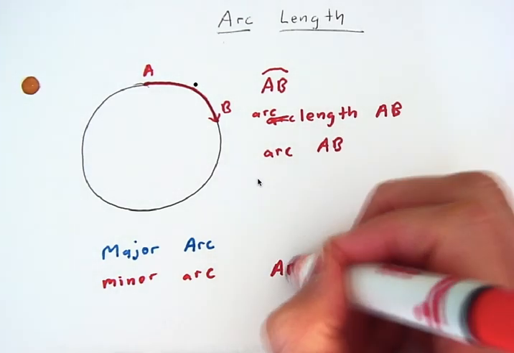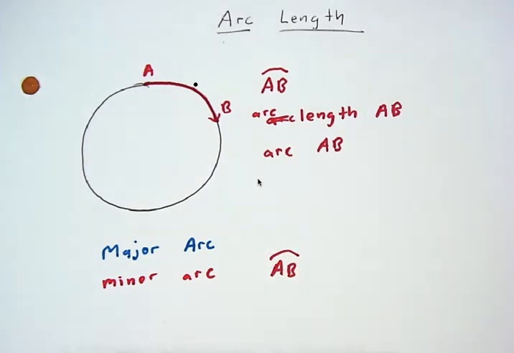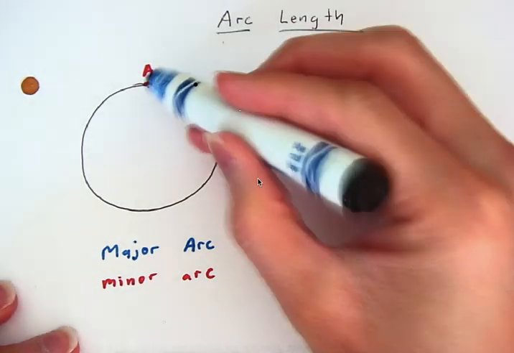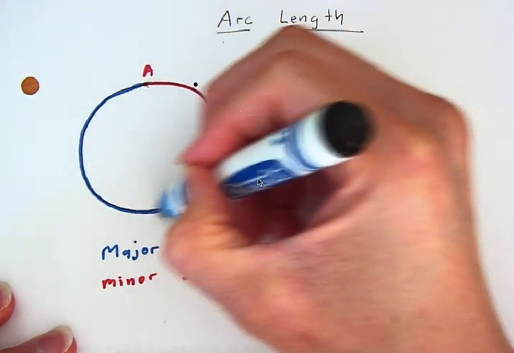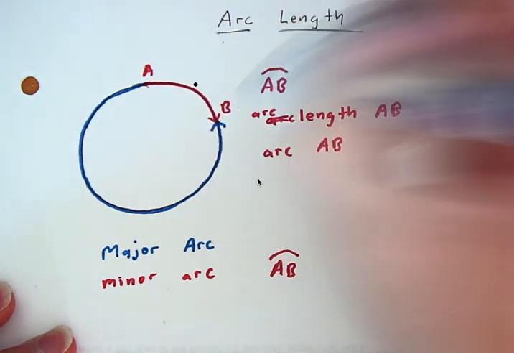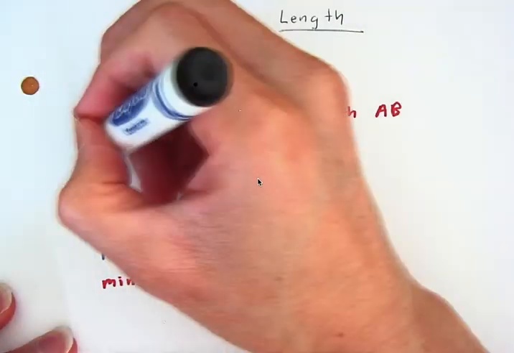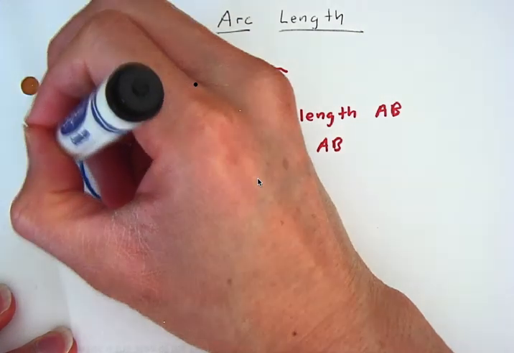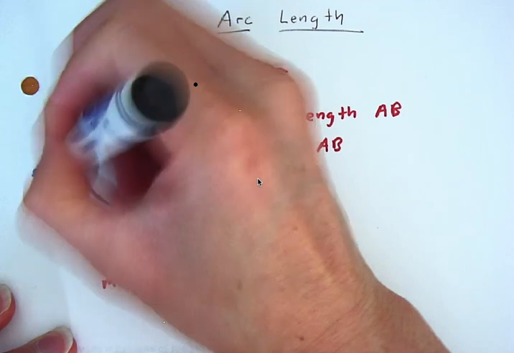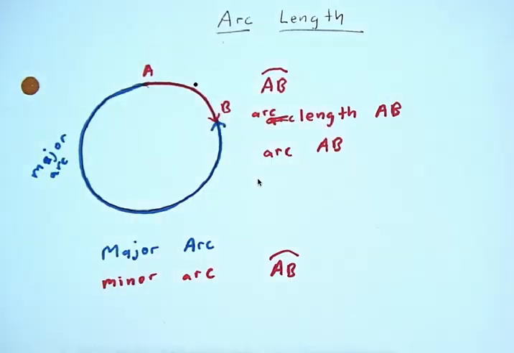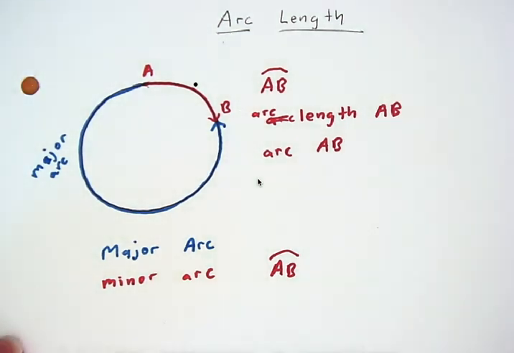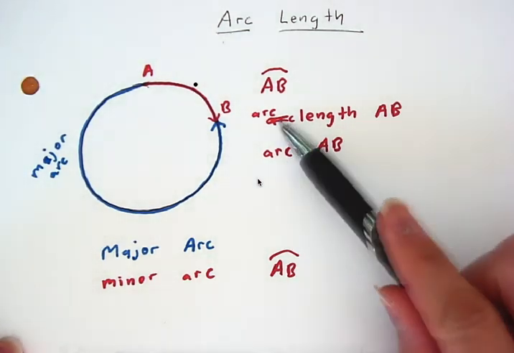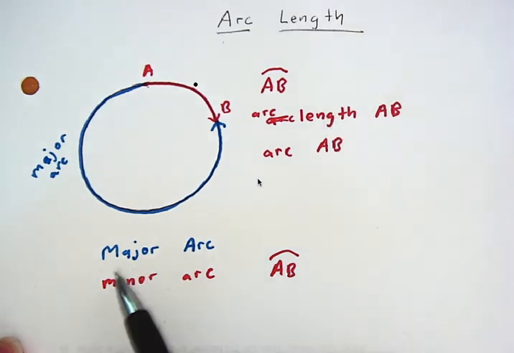And we might put something like, if you were going to go from A to B going in the long direction, that right there is actually called your major arc. If you ever see the word arc or arc length without major or minor, they're always talking about the minor arc.